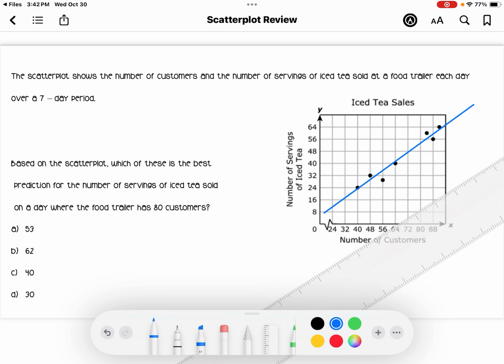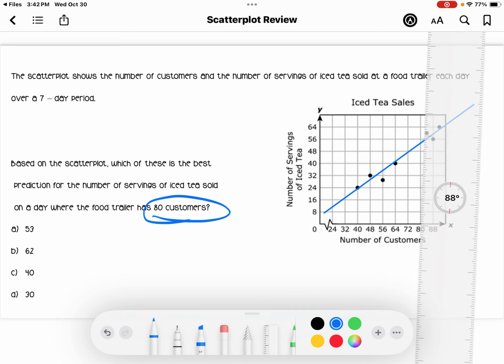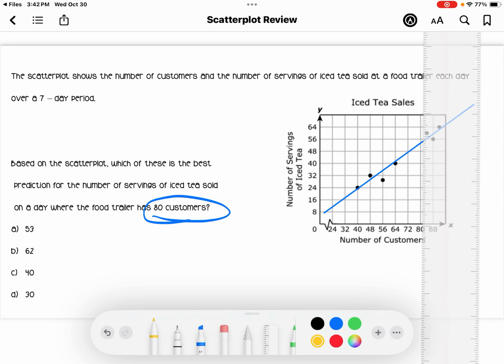Based on the scatterplot, which of these is the best prediction for the number of servings of iced tea sold on a day where the food trailer has 80 customers? All right, so we're going to go to 80 customers. Let's see where that leads us. Between 48 and 56. So what do y'all think? Around 52, 53? All right, A.